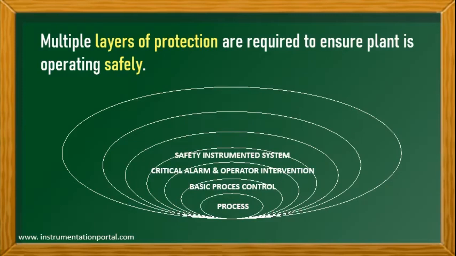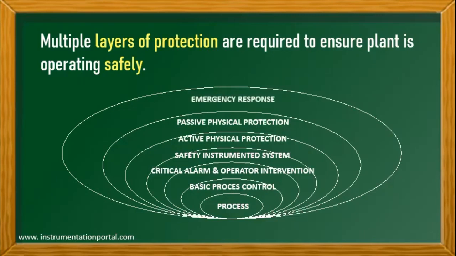safety instrumented system, active physical protection, such as relief valve, passive physical protection, such as dikes or blast wall, and emergency response procedure. If an incident occurs, these layers shall protect the facilities. And if a particular protection layer fails to handle it, then the higher protection layer is expected to provide protection and handle the hazards that occur.